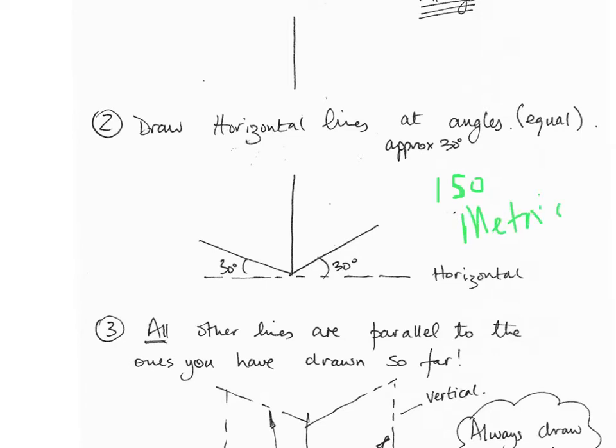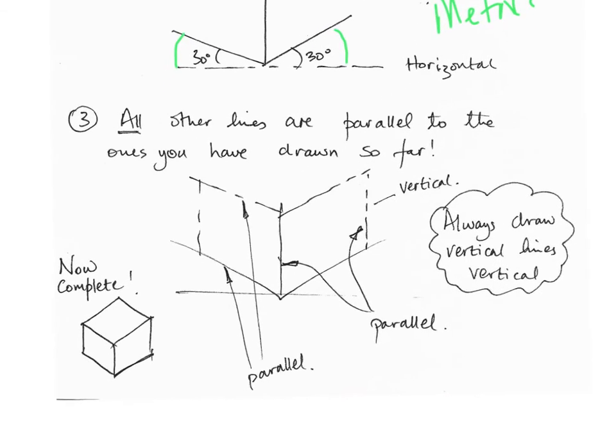Iso means same as, and the same as is this angle here and this angle here, they're both 30. Okay, all other lines are now drawn parallel to those. So if it's a vertical line, it will be parallel to the vertical line you've already drawn, or if it's a horizontal line, you will draw them at 30 degrees to the horizontal.